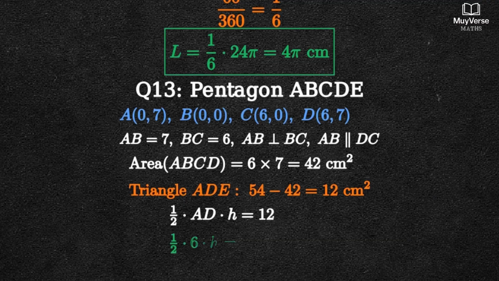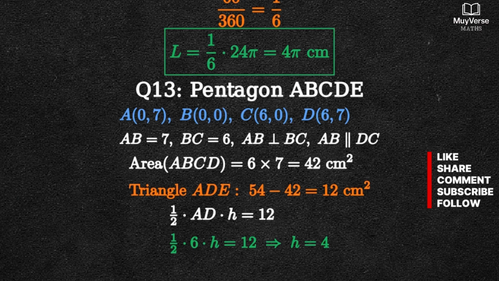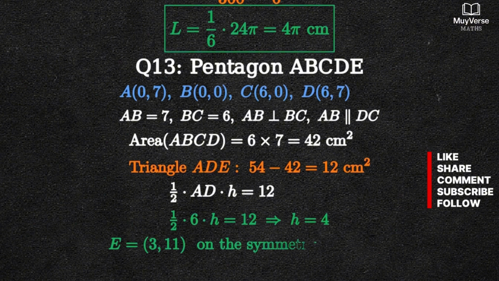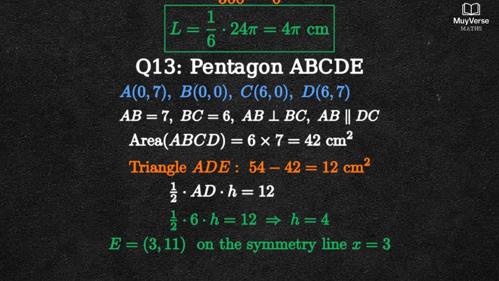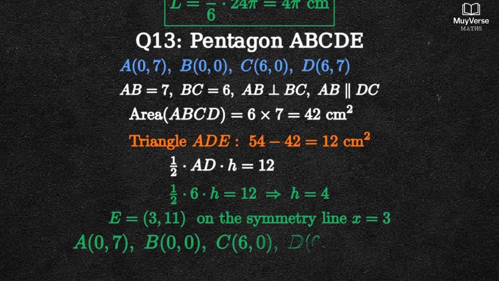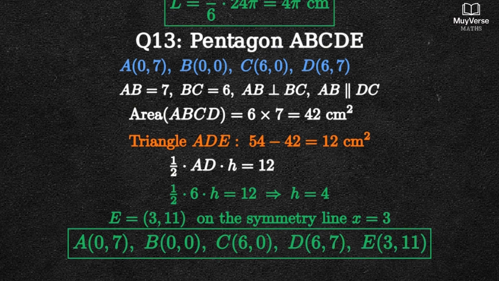Its base AD is 6. Using 1/2 base times height equals area, we get 1/2 times 6 times h equals 12. So h equals 4. With one line of symmetry on x equals 3, the point E is 4 units above AD at x equals 3. So E has coordinates (3, 11). Final description. A at (0, 7), B at (0, 0), C at (6, 0), D at (6, 7), E at (3, 11). The line of symmetry is x equals 3 and AE equals DE.